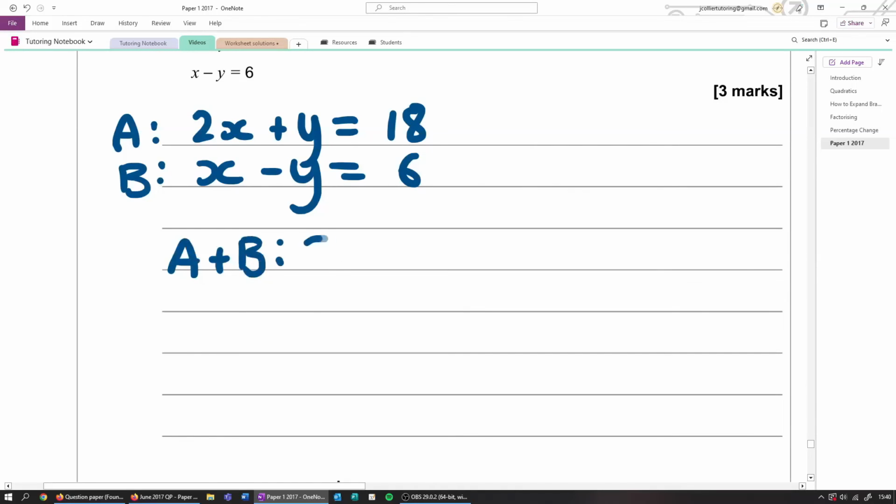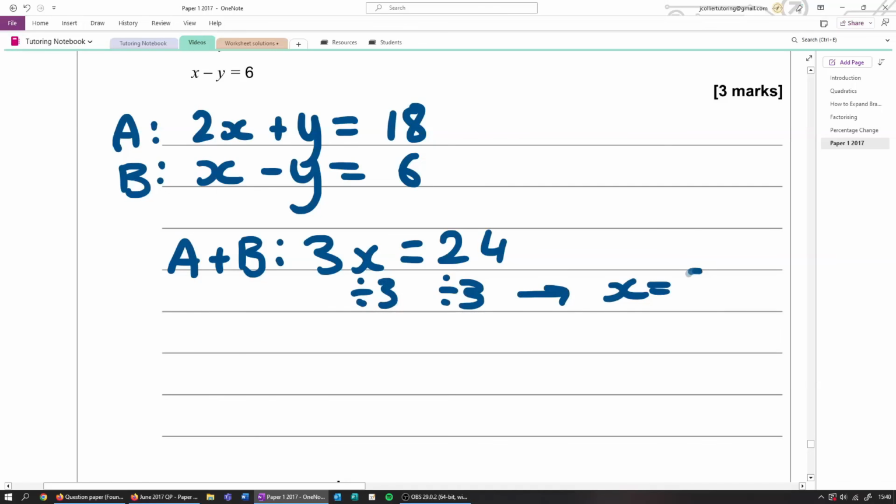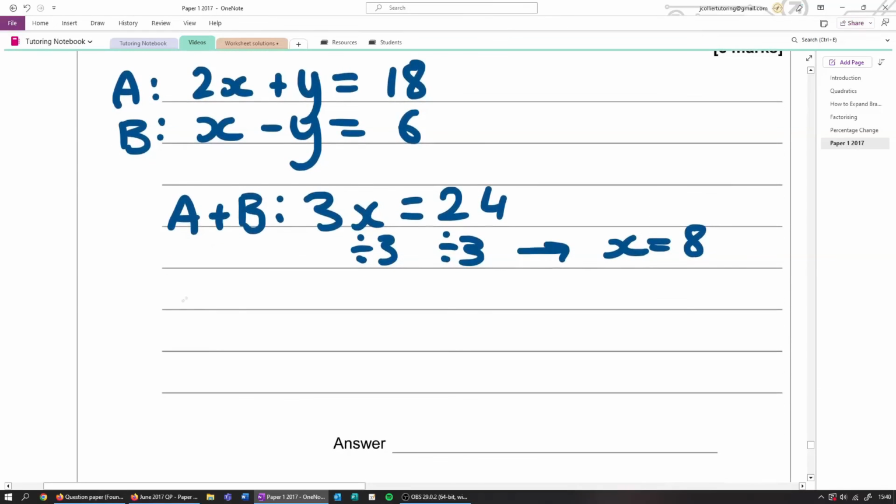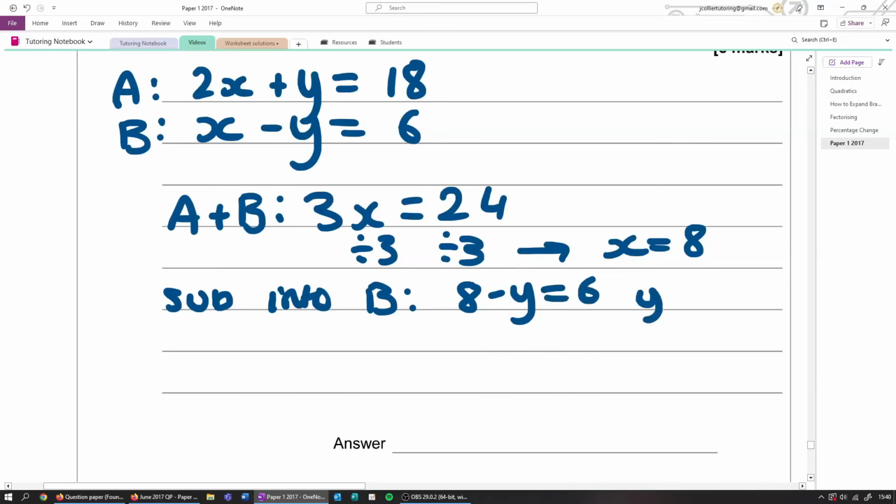So 2x plus x is 3x, positive y plus a minus y is 0y, and then 18 plus 6 is 24. Divide both sides by 3, and that gives us x is equal to 8. So if x is 8, let's sub into b. 8 minus y is 6, so we can see y would have to be 2.